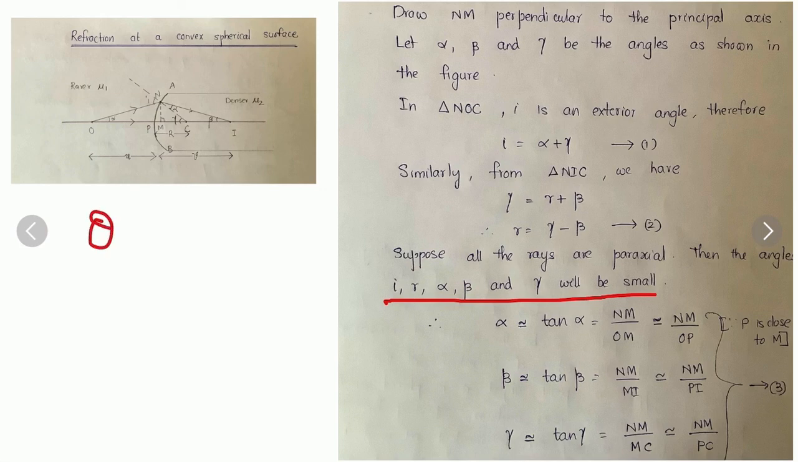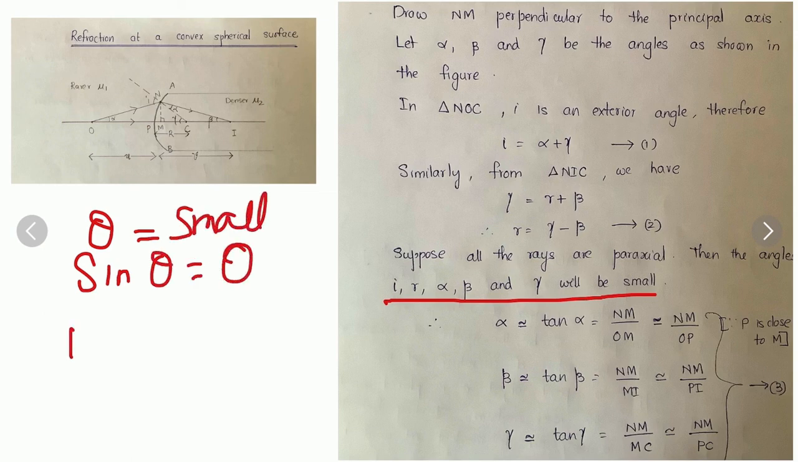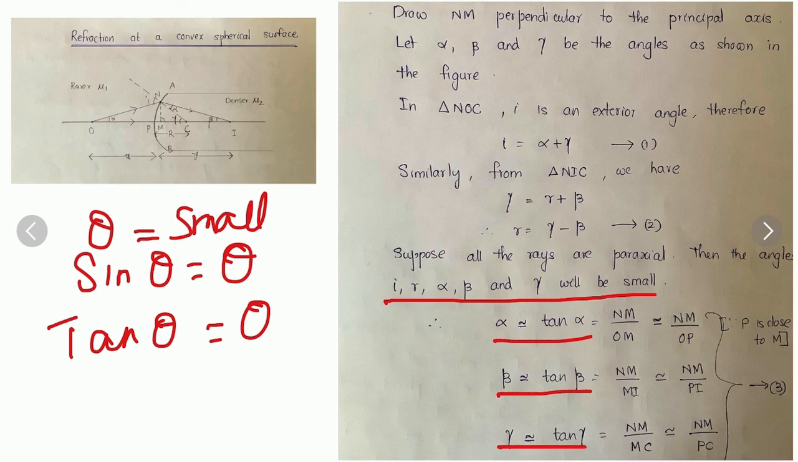When theta is small, we all know sin theta is equal to theta, and tan theta also is equal to theta. This is from trigonometry. Therefore, alpha is equal to tan alpha, beta is equal to tan beta, gamma is equal to tan gamma.